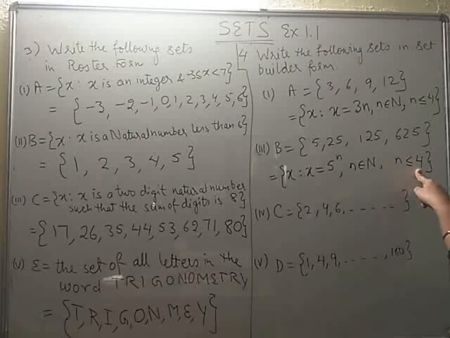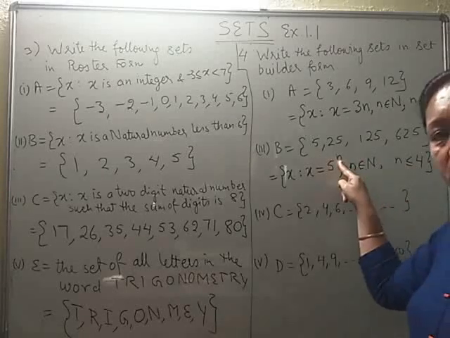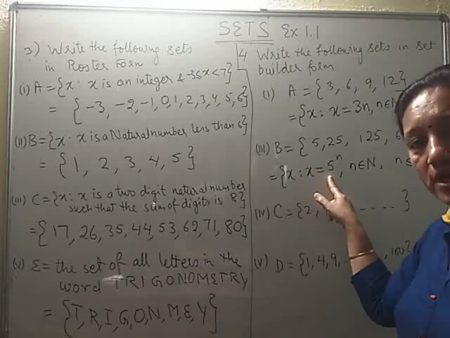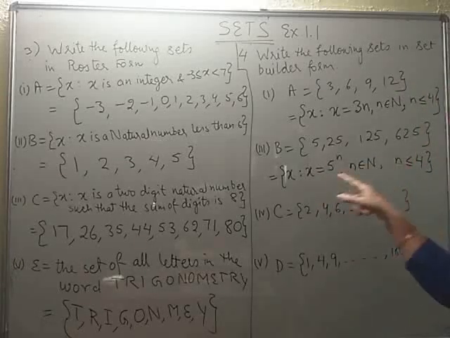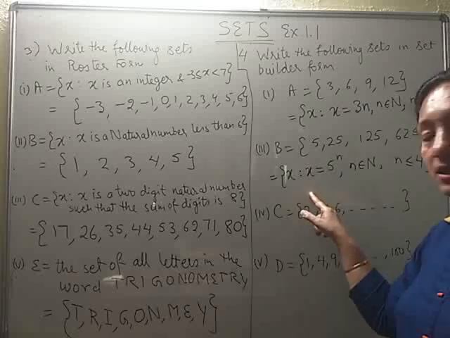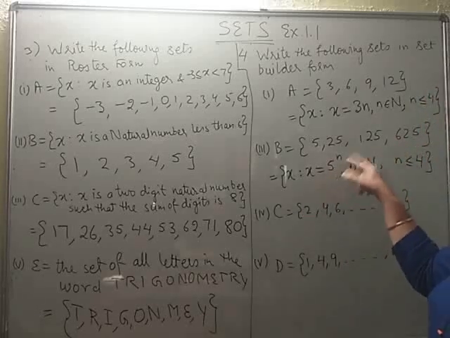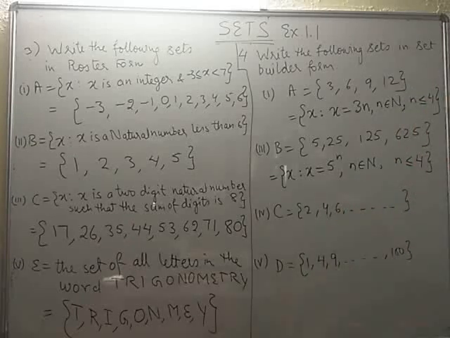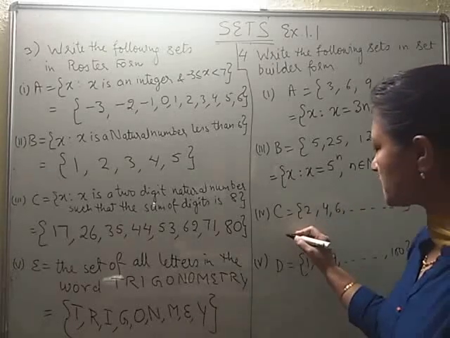So see, if N will become 1, this is 5 raised to the power 1, 5. When N will become 2, it will become 5 square. That means 25. If N is 3, then it will be 5 to the power 3. That means 125. And 5 to the power 4 will be 625. So done with B. Okay, look at C.